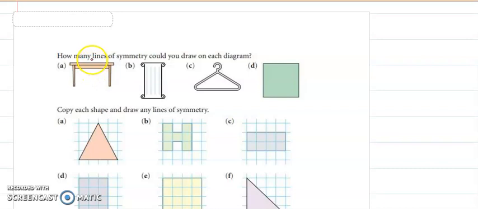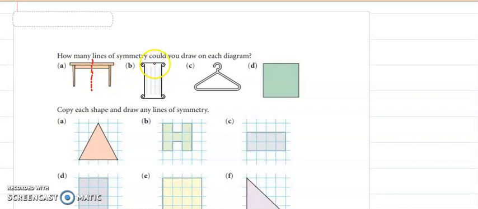If I draw the line here in the middle and cut this shape along this line, it will make both the sides exactly the mirror image of each other. So this is the only one line of symmetry possible for this shape. There is no other line that can be drawn on this shape to make it exactly two halves which will be the mirror image of each other.